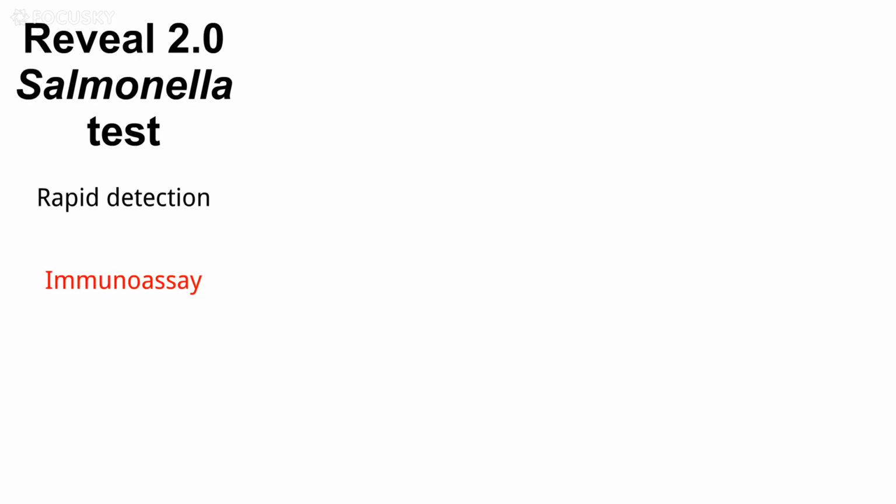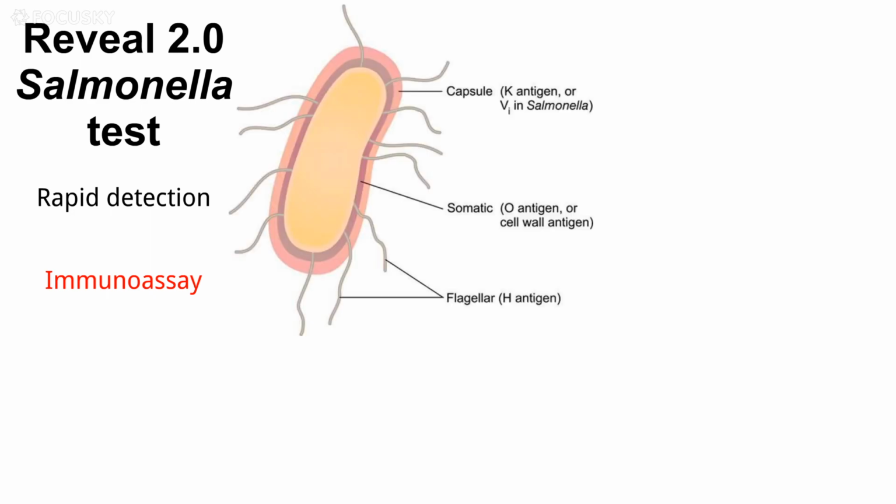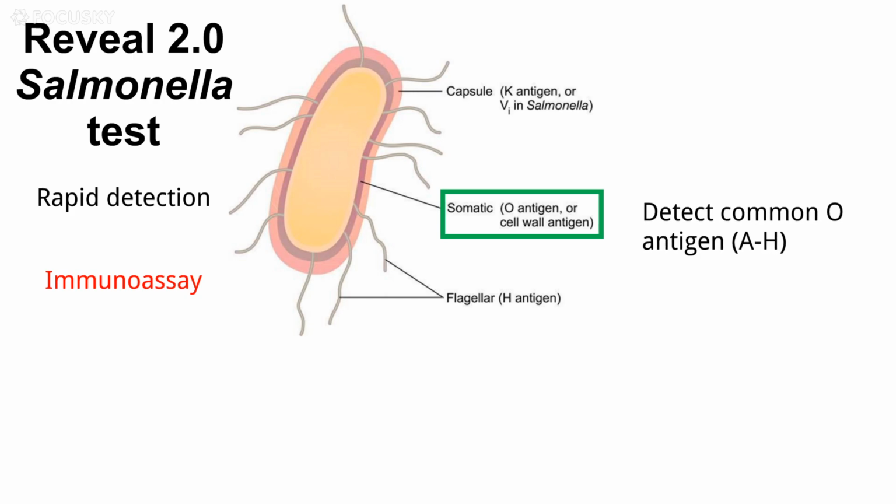In the rapid detection, you use the Reveal 2.0 Salmonella test. It is an immunoassay. This means the device detects the antigen presented on the bacterial surface. Salmonella have 3 types of antigen: K antigen or Vi antigen, which is on the capsule, O antigen or somatic antigen, which is on the cell wall, and H antigen, which is on the flagella. The Reveal 2.0 Salmonella test detects the most common O antigen, A2I, of Salmonella enterica, which is the most common subspecies in Salmonella associated with foods.